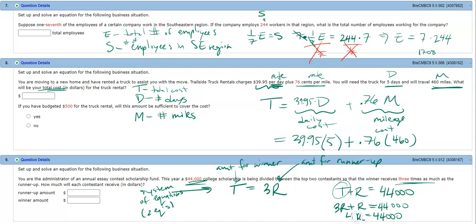Since R is multiplied by 4, we do divided by 4 on both sides. On the left side, the 4 cancels, and we get R equals 44,000 divided by 4. It comes out nicely to 11,000. So the runner-up gets 11,000. And then the winner is supposed to get 3 times as much, so we multiply by 3 and get 33,000. And that will be the answer for this one.